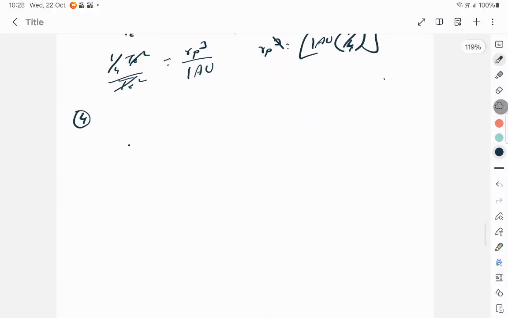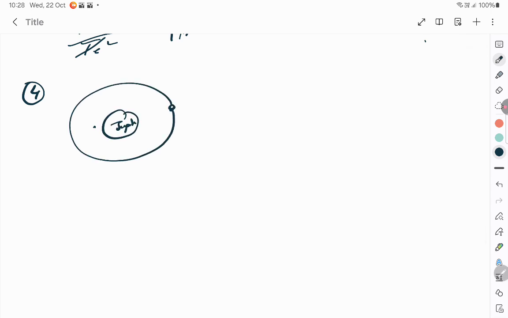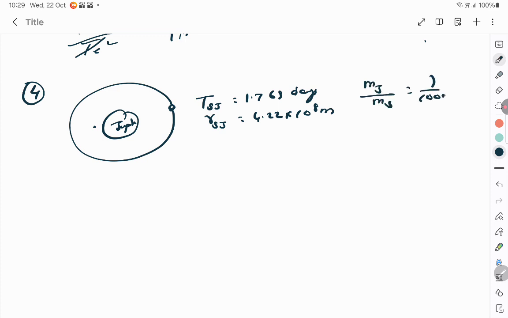So let's continue with the book back question, the fourth question. So there's Jupiter. One of the satellites of Jupiter has an orbital time period. The satellite of Jupiter has a time period of 1.769 days, and the radius of the orbit of the satellite of Jupiter is 4.22 into 10 to the power 8 meters. Show that the mass of Jupiter by the mass of the Sun is 1 by 1000.